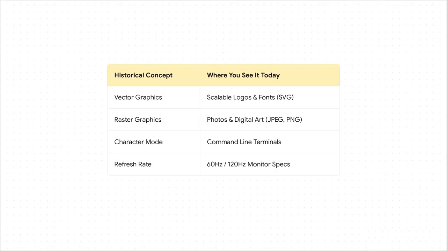And this right here, especially for all the educators watching, this is the key takeaway. You can draw a straight line from these historical concepts to today. Vector graphics live on in scalable logos and fonts, think SVGs. Raster graphics, that's our JPEGs and PNGs. That old character mode is the foundation of every command line terminal. And that old need to redraw the screen over and over, that's why we talk about 60 Hz or 120 Hz refresh rates on our monitors today. The past isn't just past, it's right here.